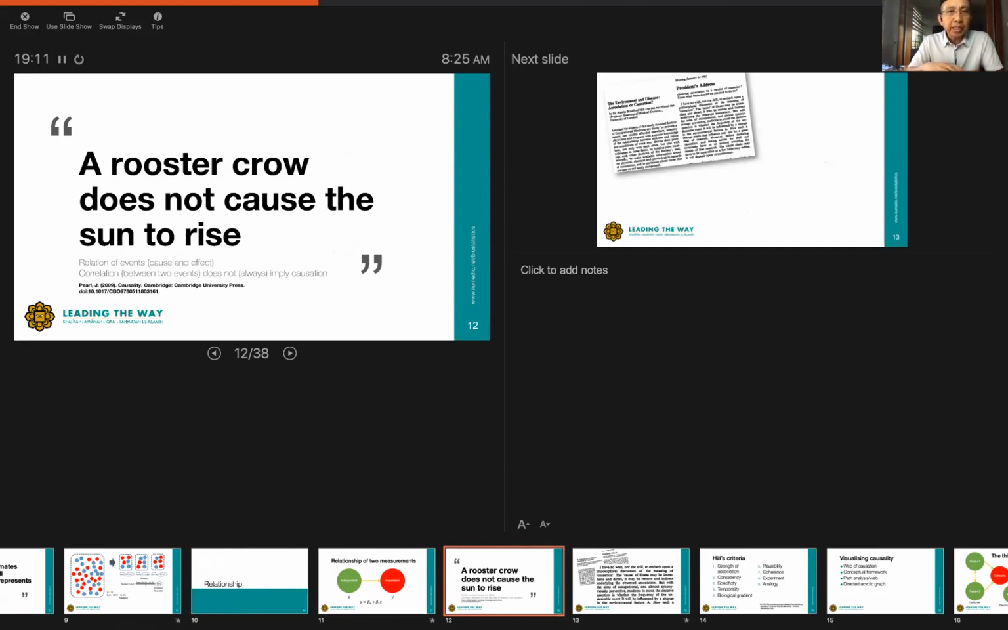One of the most fundamental statements with regard to causality is that a rooster's crow does not cause the sun to rise. If we slaughter the rooster, for example, the sun still rises. Every time the rooster crows, the sun rises, so we try to associate the rooster's crow with the sunrise, which is coincident but not causality. The rooster's crow does not cause it. So the word cause is a very strong word. Be careful when we use the word causality.